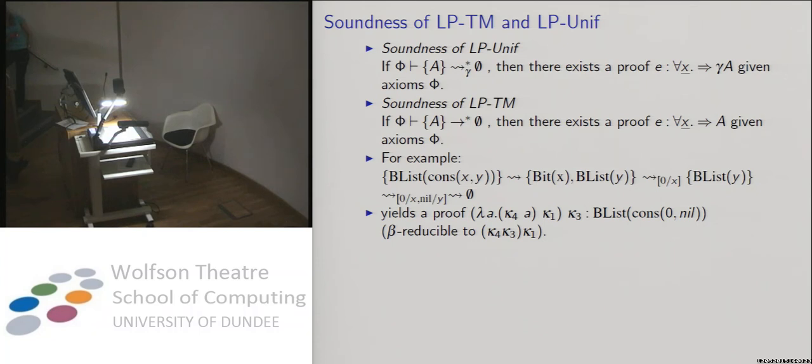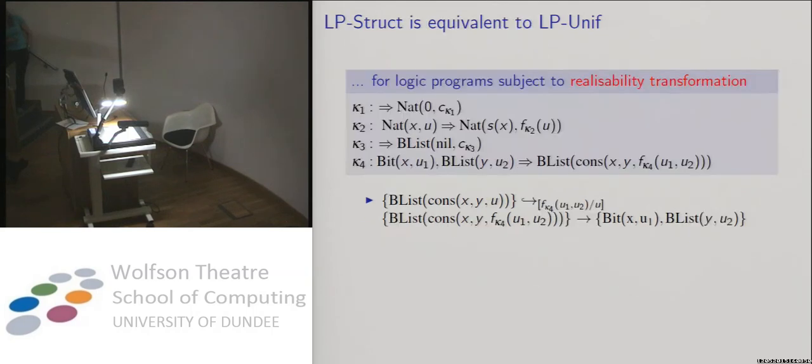So if we wanted to show how it works, for example, for this B list, you make this reduction, you get your empty goal, and if you wanted to perform that in the little lambda calculus you have, it will give you a proof term of lambda a, kappa 4, a, kappa 1, kappa 3. And you will notice, obviously, that we are making exactly the resolution steps with kappa 4, kappa 1, kappa 3 in the course of this derivation.